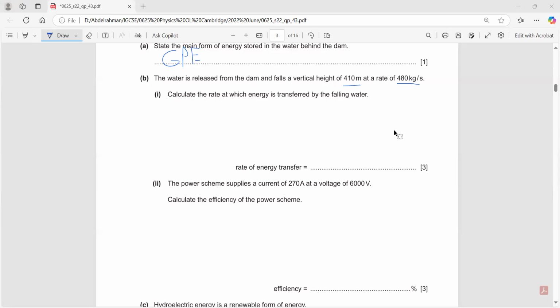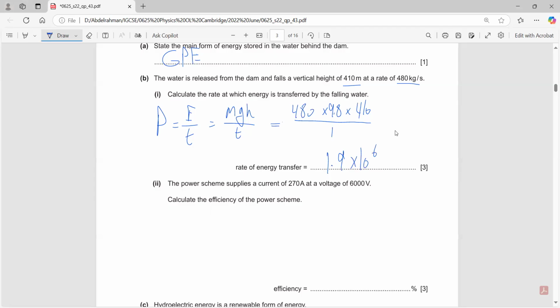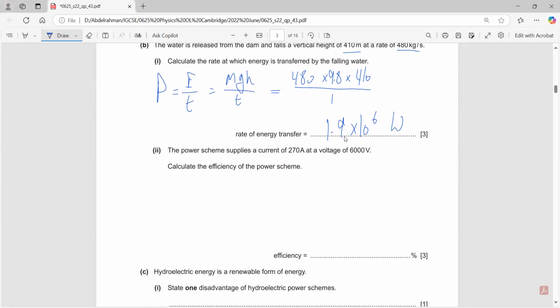How can I find the gravitational potential energy, or how can I find the rate, which is the power? So power equals energy over time, or gravitational potential energy in this case, mgh over time. The mass is 480 kilograms per second. This is the rate of the mass, g is 9.8, height 410, and the time is only 1 second. So 480 times 9.8 times 410. This is 1,928,000, so 1.9 times 10 to the power of 6 watts, because this is power. You can say watts, or you can say joules per second. Definitely watts would be better.